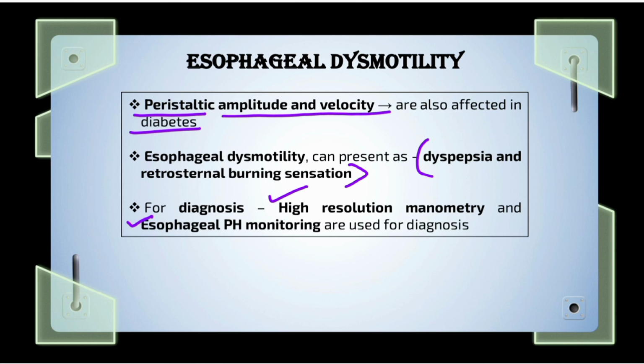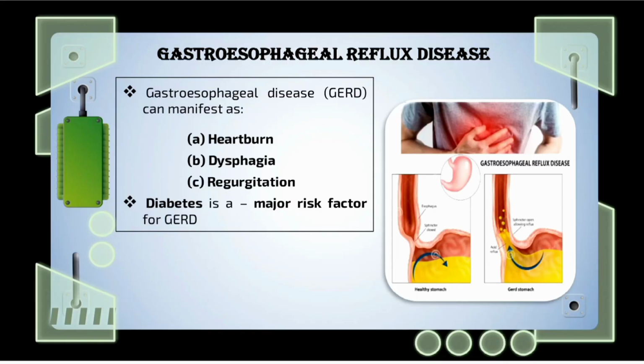By high resolution manometry, we can measure the pressure of the lower esophageal sphincter, and by esophageal pH monitoring, we can measure the pH level of the lower esophageal region. If the pH goes towards the more acidic region, it indicates the presence of acid reflux in such patients of esophageal dysmotility. Now coming to gastroesophageal reflux disease, also known as GERD.